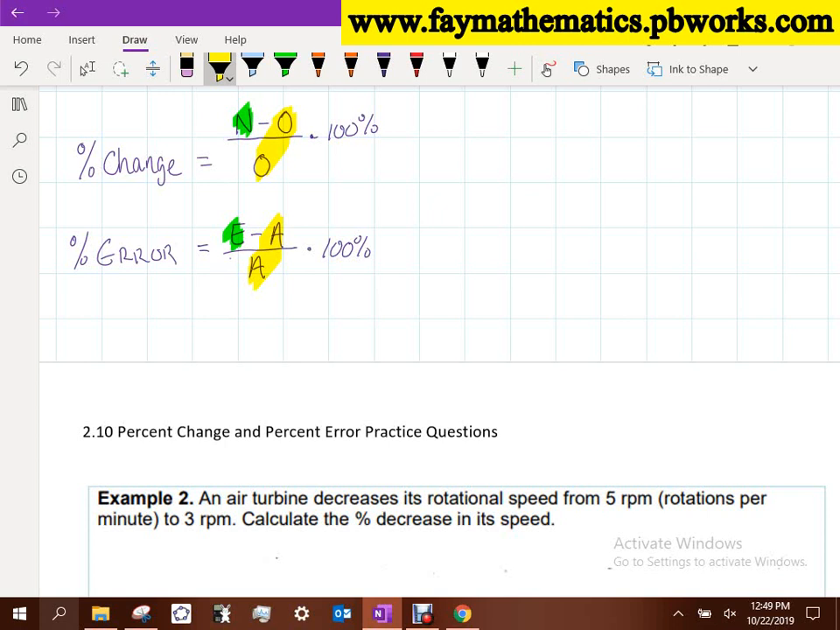In the percent error one, they will tell you somehow that you did a measurement or you did an estimation, and that's what's going to be going in that green spot. And then they'll tell you, through some fact, we know that the actual measurement should be this, and that's what would go in the yellow. Okay, so if you can pull that stuff out of these questions, percent change and percent error should not be something that is excessively difficult.